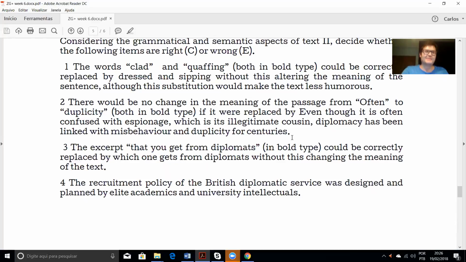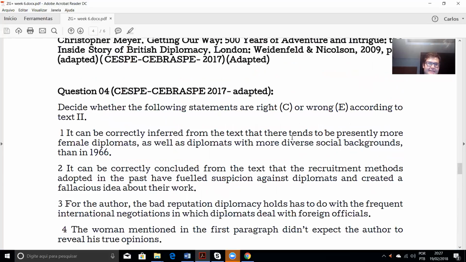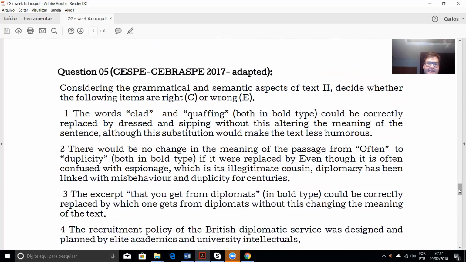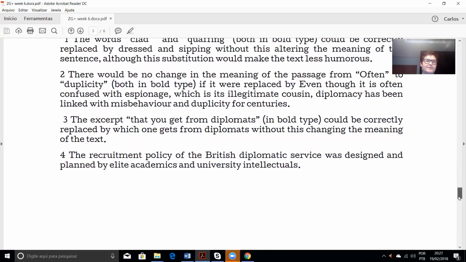All right, and last but not least, question 5, item number 4. The recruitment policy of the British diplomatic service was designated and planned by elite academics and university intellectuals. And this one is incorrect. He's confusing the recruitment pool of diplomats in Great Britain in the 1960s with elite academics and elite universities as being the ones who formulate foreign policy. And that's not the case. They used to get their recruits from elite universities and from the upper class, but that doesn't necessarily mean that they formulated the foreign policy. Okay, so this one is incorrect.